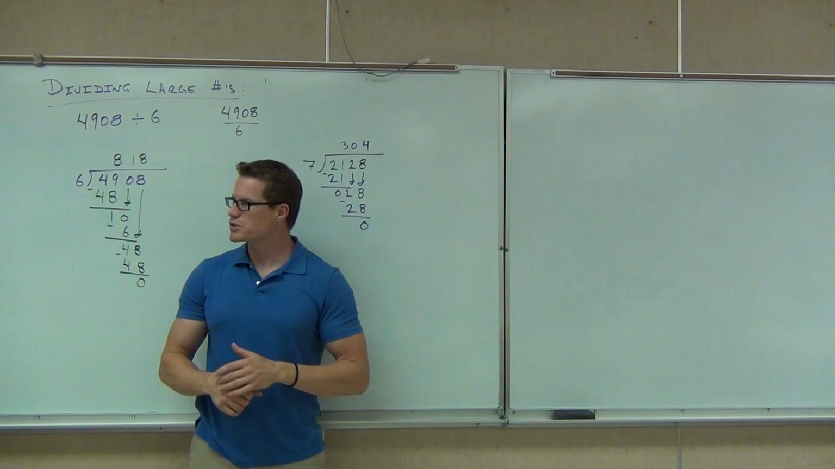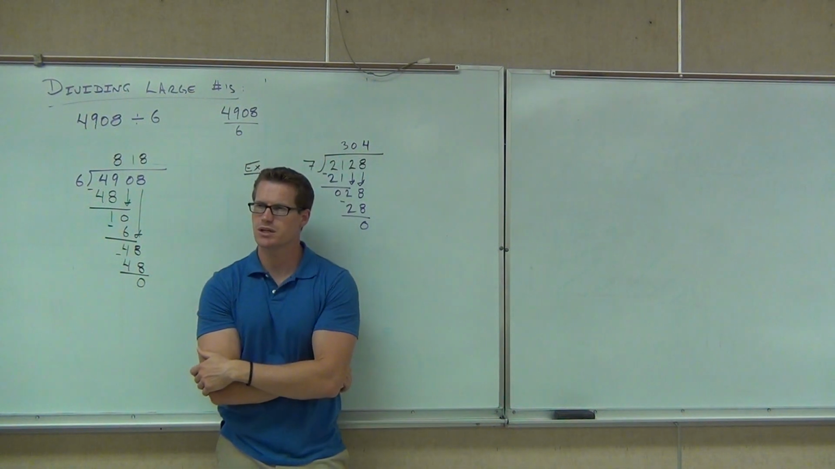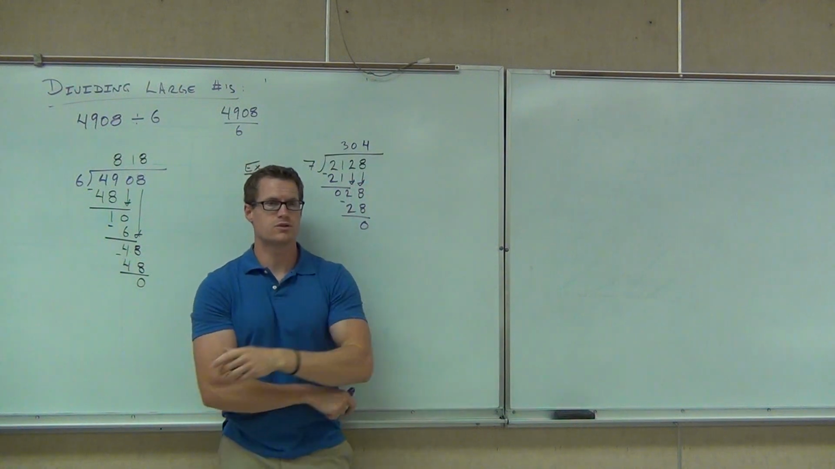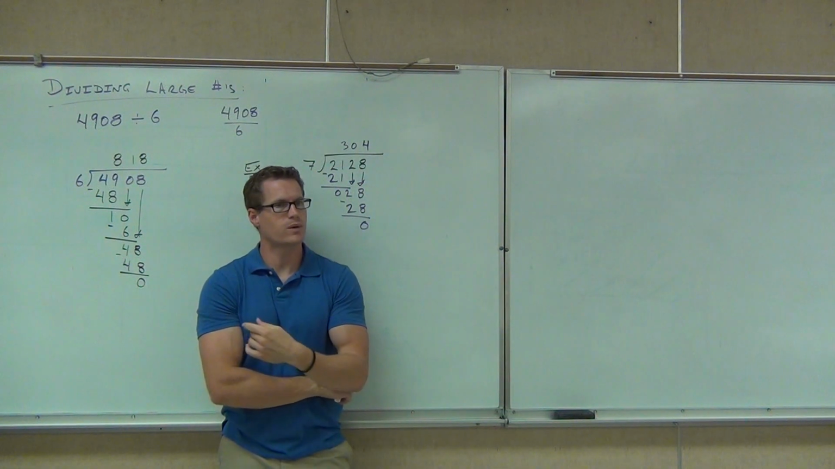Also, can you check your work in division? Can you check it? Yeah. How? Multiplying it. Yeah, that's right. So if I multiply these two numbers, it better give me 2,128. And it will. So that's one way you can check it really easily.